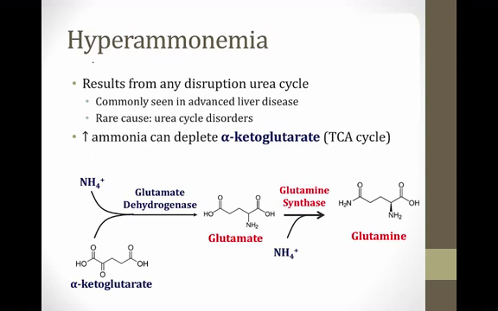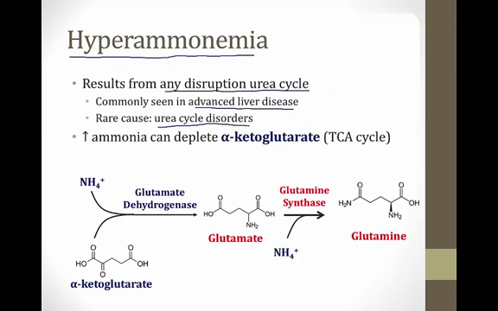So the point of the urea cycle is to metabolize ammonia into urea. So if there is any disruption of the urea cycle, a condition called hyperammonemia will occur, where there are high levels of ammonia in the plasma. This is commonly seen in advanced liver disease. Recall that the liver is where the urea cycle occurs. So if the liver is sick, the urea cycle will not occur as it should. Rarely this can be caused in children who are born with deficiencies of one of the urea cycle enzymes. Those are called urea cycle disorders, and we'll talk more about those in a minute.